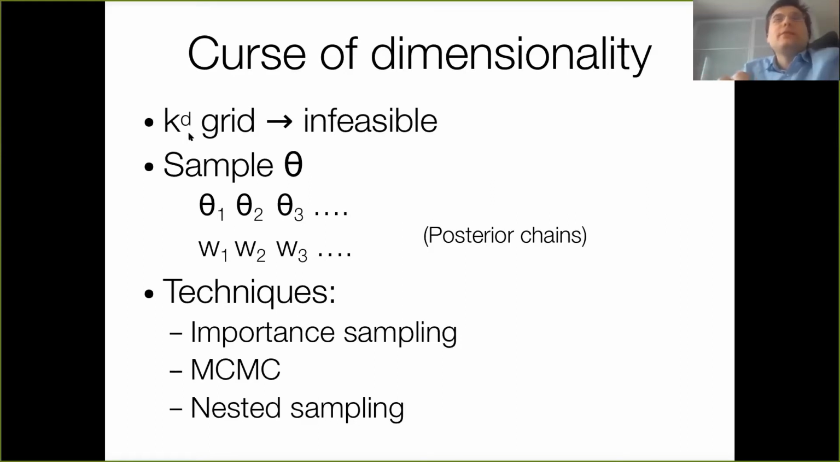And the difference here is, instead of using a grid, you use samples. So you have a bunch of values, perhaps with weights, that represent your probability distribution. And each of those values in those chains, or in this posterior sample, is one solution, and they are equally probable solutions to your problem. And you should use these as a probability distribution.